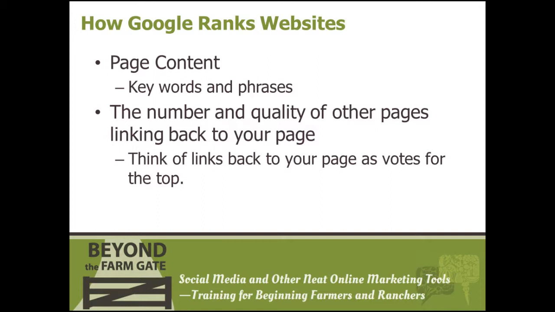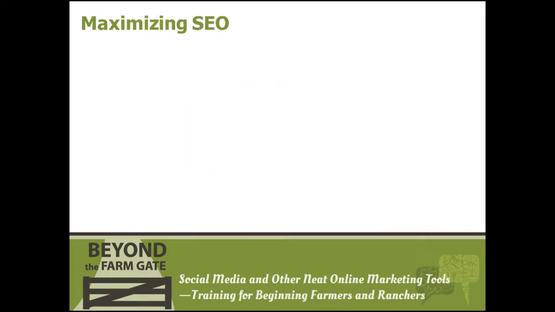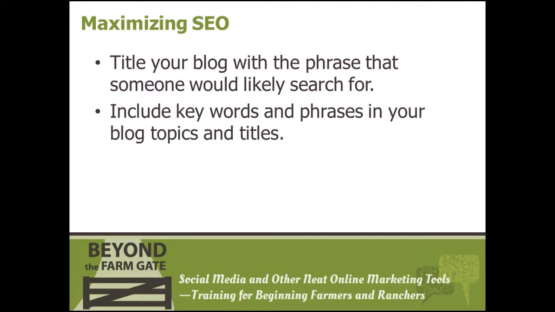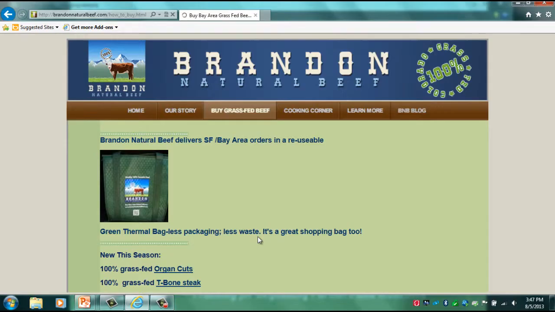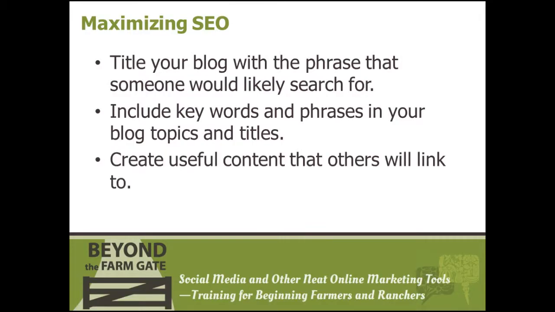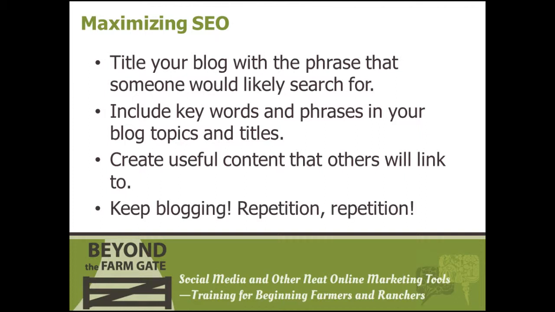Other strategies to maximize SEO are titling your blog with the phrase that someone would most likely search. Include keywords or phrases in the title of each blog post and in the middle of each post. For this grass-fed beef producer, you can see their website is titled with a subject line and keywords that help Google identify it as a useful site. Create useful content others will link and share. Post, post, and post some more.